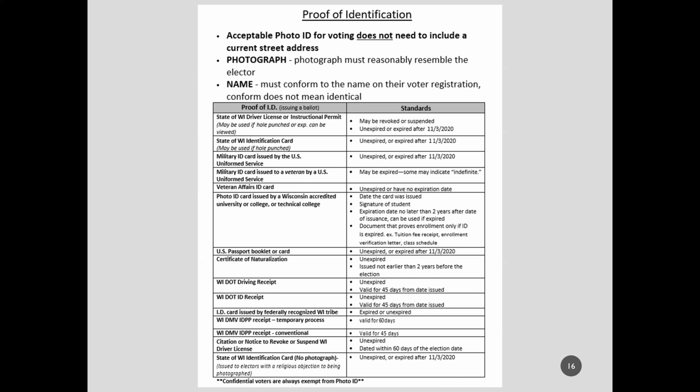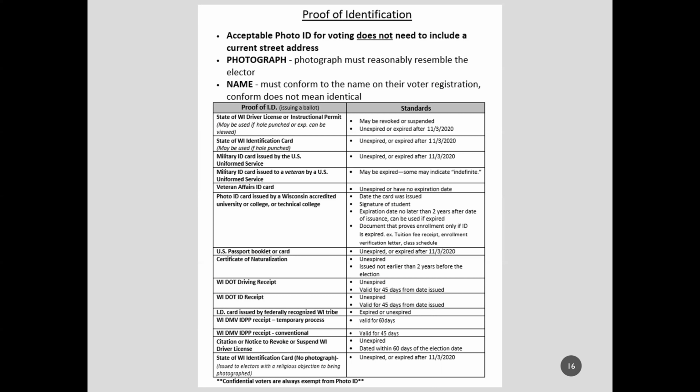The Wisconsin DOT driving receipt, unexpired or valid for 45 days from issuing. Wisconsin DOT ID receipt, unexpired or valid for 45 days from issuing. An ID card issued by a federally recognized Wisconsin tribe. It can be either expired or unexpired. The Wisconsin DMV IDPP receipt, temporary process, which is on election day, valid for 60 days, or the Wisconsin DMV IDPP receipt, the conventional one, is valid for 45 days.